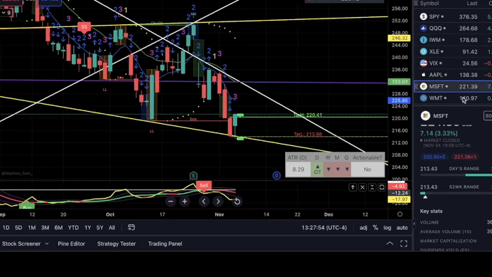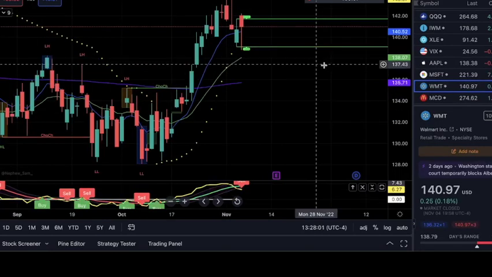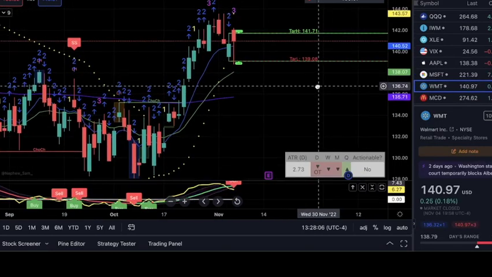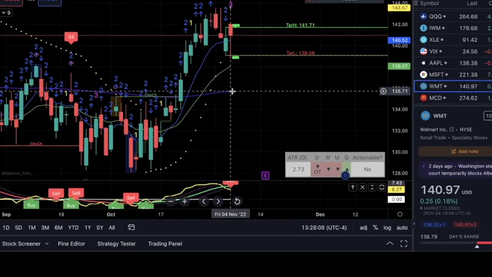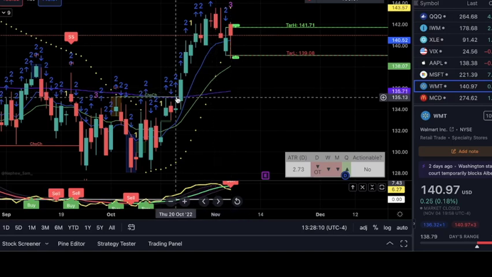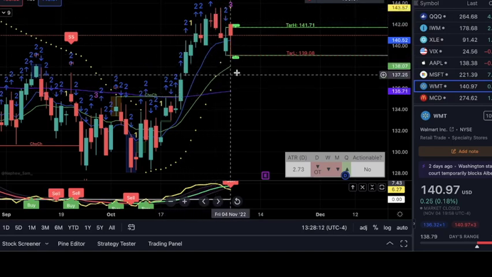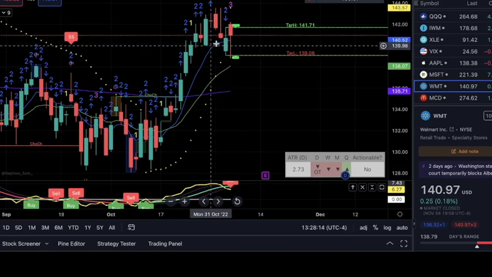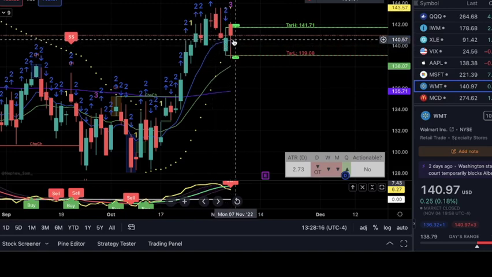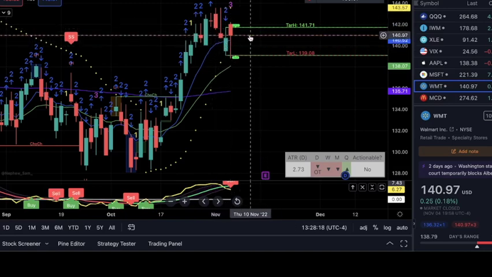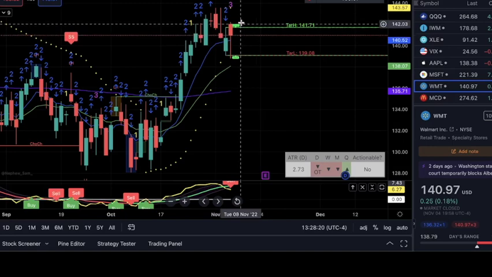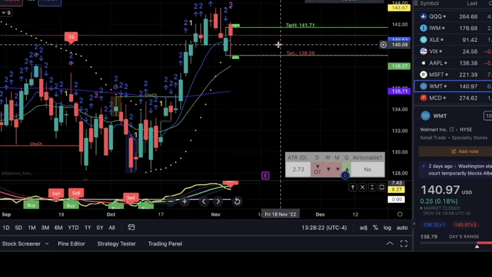And my computer is really lagging today, y'all. Just want to update Walmart. We were talking about how Walmart broke above the 200 on the day. So that was a nice catch. It looks like it came back and found some support at the 8. So we just have to see who takes control from here.